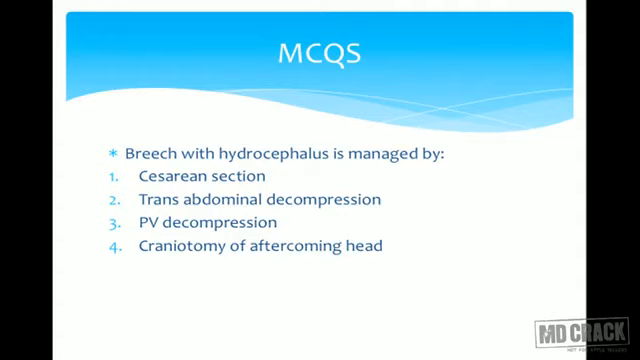Breech with hydrocephalus is managed by, options are cesarean section, transabdominal decompression, per vaginum decompression of the head, and craniotomy of the aftercoming head. Yes, in breech, if hydrocephalus is there, then we can go for cesarean section because there would be difficulty in delivering the aftercoming head. Cesarean section in modern obstetrics is accepted, and hydrocephalus is not always a condition where the baby cannot survive. If there is mild hydrocephalus, the baby has a good prognosis, so we should consider cesarean section as an option to deliver such a baby.